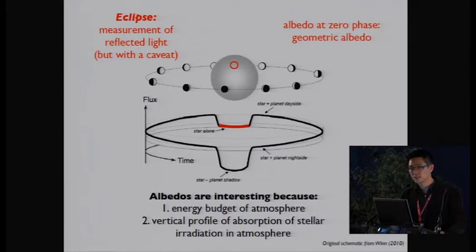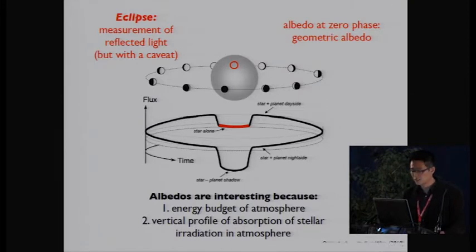A less obvious point about why albedos are interesting is that they affect the vertical profile of how energy is absorbed in the atmosphere, which affects things like how strong your molecular features are. So again, if you want to interpret atmospheres correctly, you care about this.